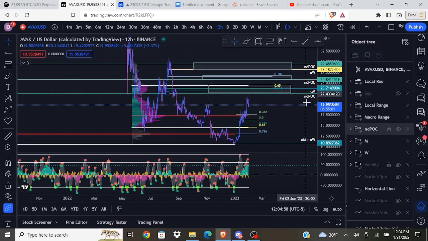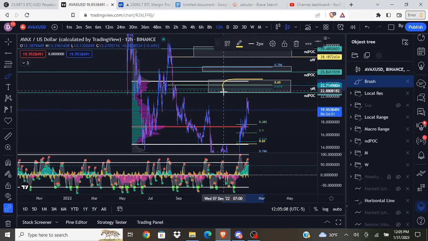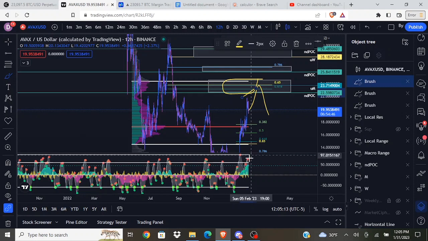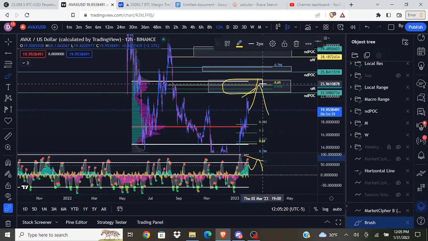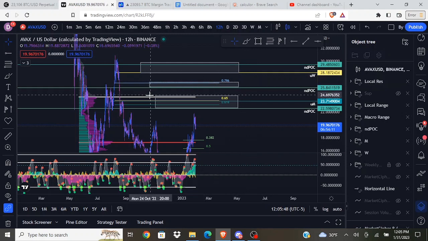And so I would say that this zone in between 24.5 and 22.5 is going to be a very key resistance for us. And we definitely have the potential to form continued bear divs here if we get a rejection from this level. And maybe then we can start to see the money flow taking a turn to the downside as well. And then in between 26.6 and 25.8 is the 786 of that same fib and another NDPOC.